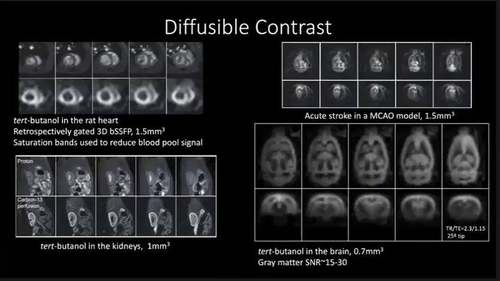All right, so here are some images, no quantitation, that we've taken over the years in the rat heart, retrospectively ECG gated. Here's a stroke model. You can see the perfusion defect in this middle cerebral artery occlusion model. Here's the rat kidney at about 1 millimeter isotropic resolution. And here are some images of the brain. We've been able to push the rat brain imaging a little bit further. All of this was done with balanced SSFP, and I'll talk a little bit more about why we've made that choice as we go along.